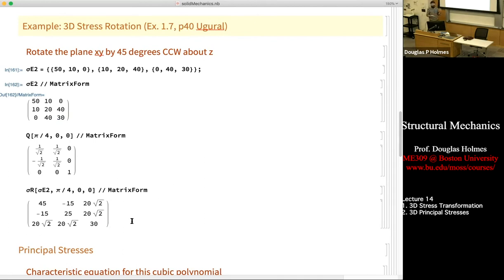It's the same. It's Q dot stress dot Q transpose. And you just have to keep track of three angles now, and we had to calculate Q in a more complex way. But I don't know, it's not too bad, I hope. Questions about this?